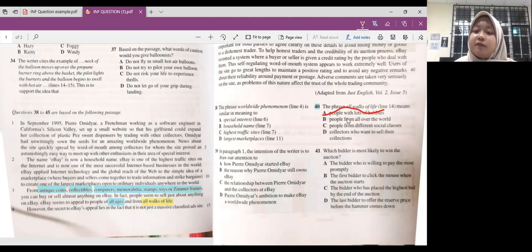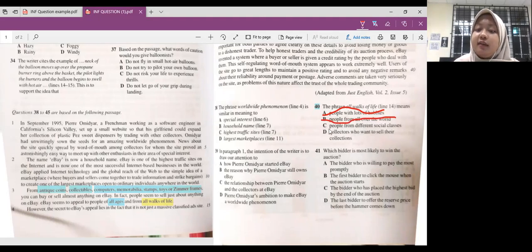B is people from all over the world. It's always the paragraph 3, before the lines, before the word, before the phrase "all walks of life". It does state people of all ages, but it doesn't state from all over the world. Therefore, I can also eliminate this answer.